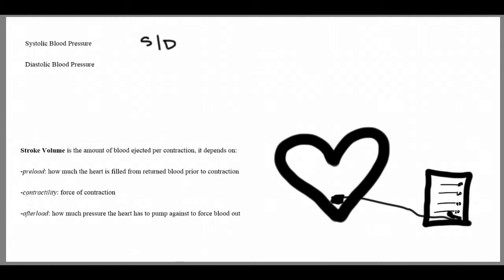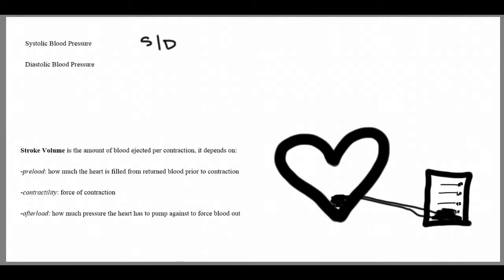Contractility, the force of contraction, and afterload. Afterload is how much pressure the heart has to pump against to force blood out. The greater the afterload, the lower the stroke volume. So again, say there's a lot of pressure that the heart has to pump against to get that blood out. Well, that's going to make it difficult to get the blood out, so it's not going to get that much blood out.